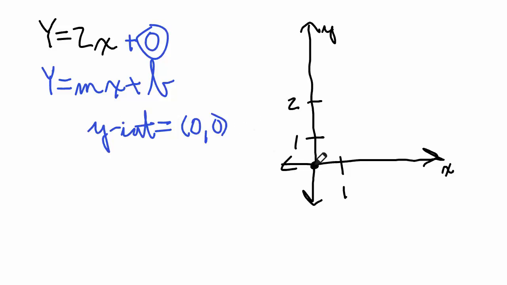So I'm going to plot that point right here. That's at the origin where the x and y axes intersect. Now you're like, hey, I would like to see what the heck this slope thing means. So I'm going to say m equals 2.